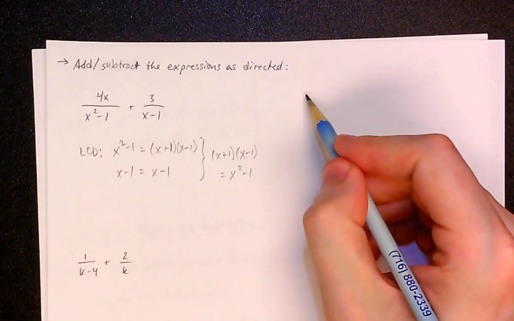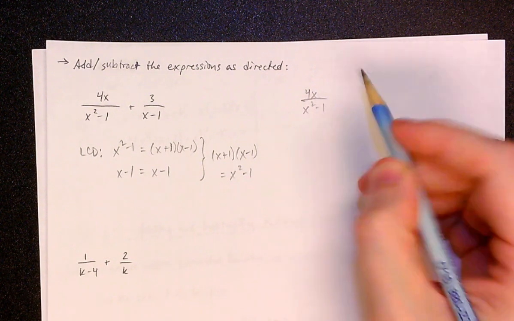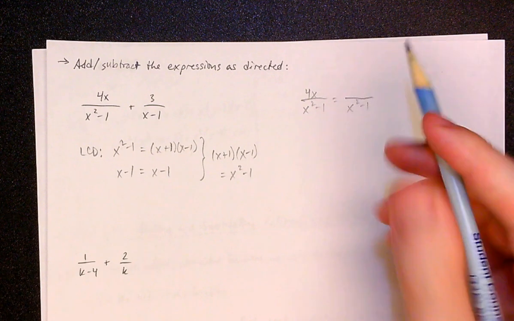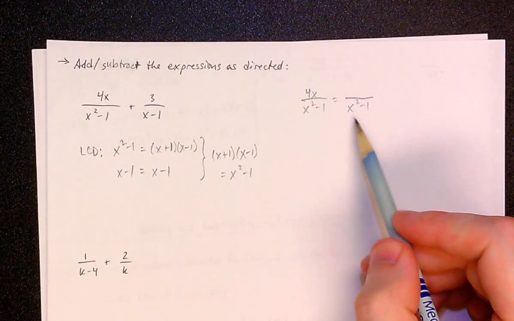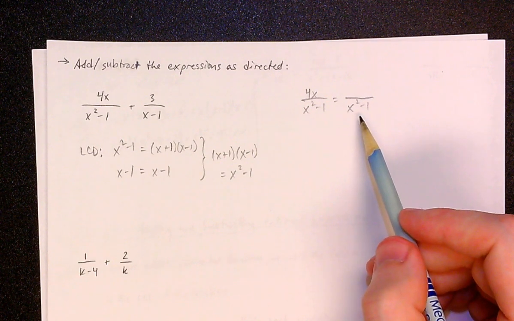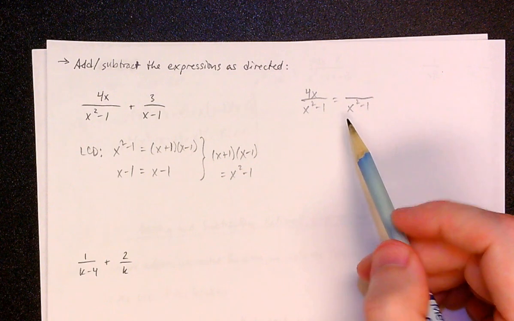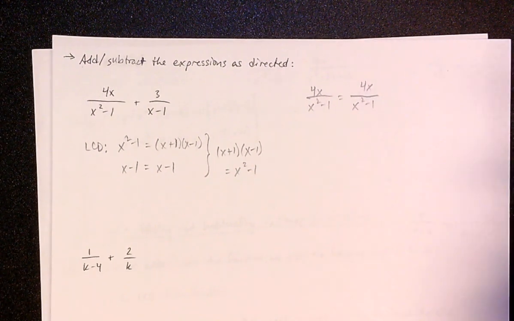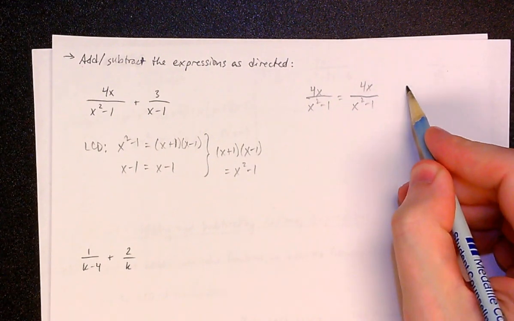So, if I want to take 4x divided by x squared minus 1 and change it to be something where the bottom is x squared minus 1, well, I'm not changing that bottom, which means you don't change the top. So the top is just going to remain the same as well. We don't have to mess with this first rational expression.